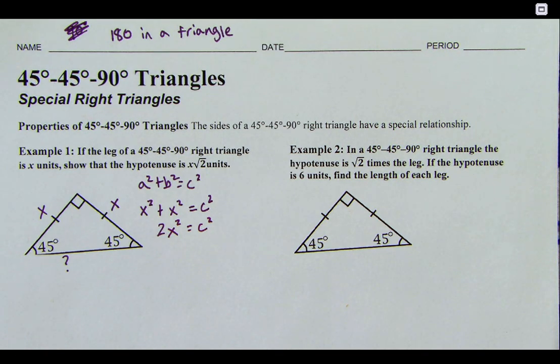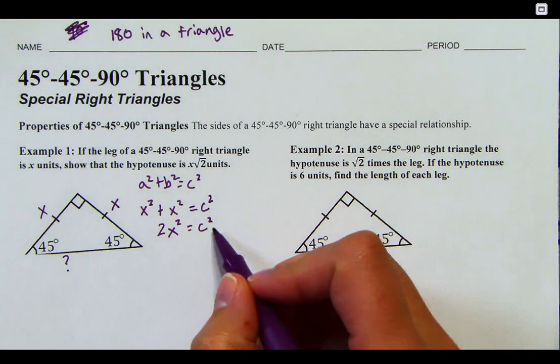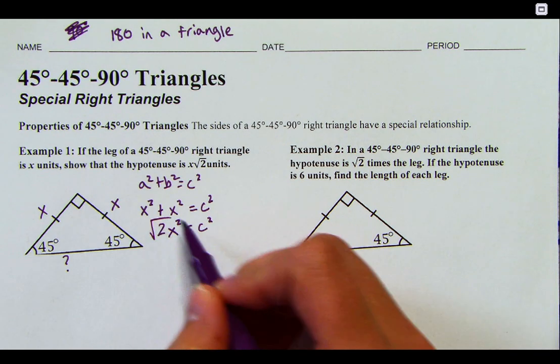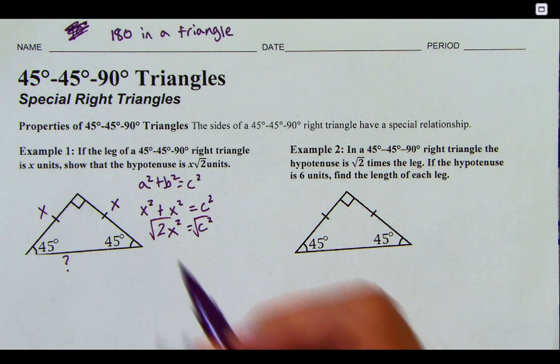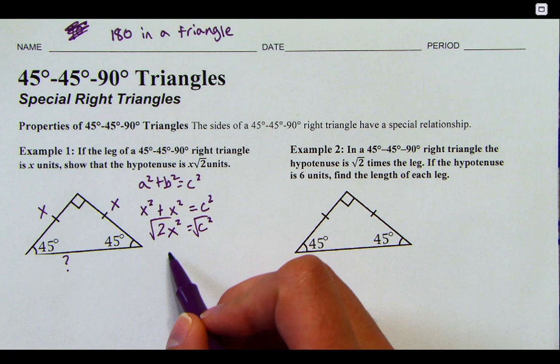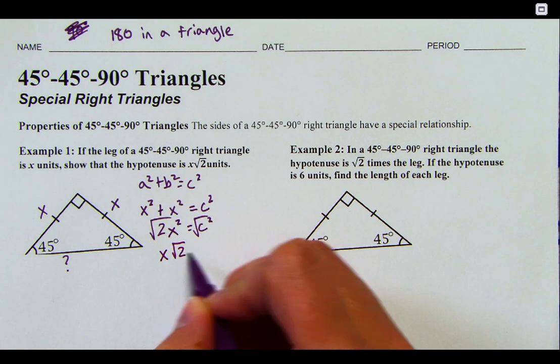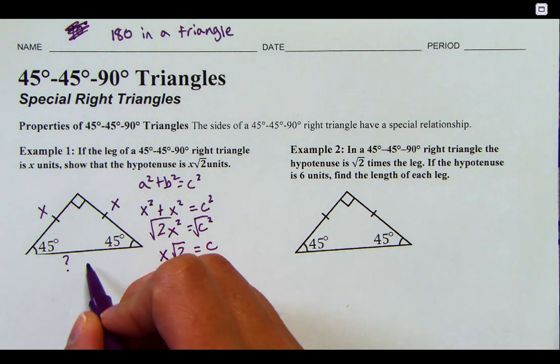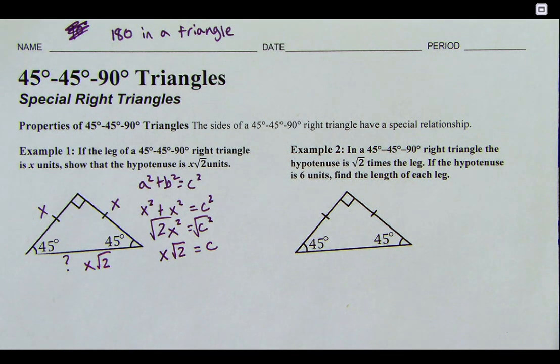Now, to figure out the hypotenuse, we take the square root of both sides. I can't simplify the square root of 2, but we know from chapter 6 that the square root of x squared is just x. So x square root of 2 equals c, which is this missing side. This relationship is going to be true no matter the size of our 45, 45, 90 triangle, so we're going to use some shortcuts to help us solve those if we just know one piece.